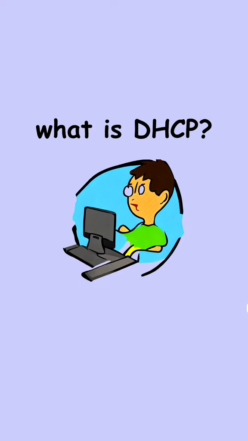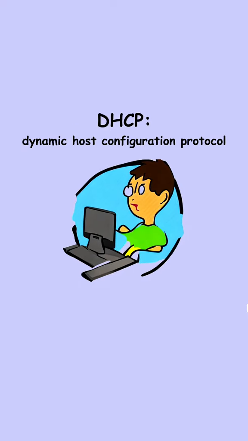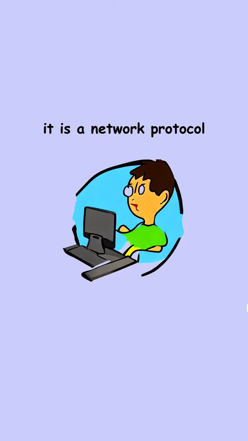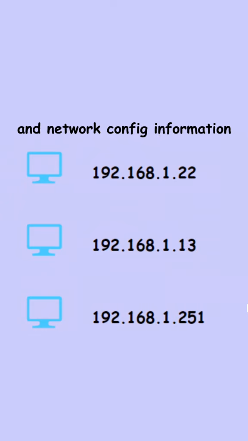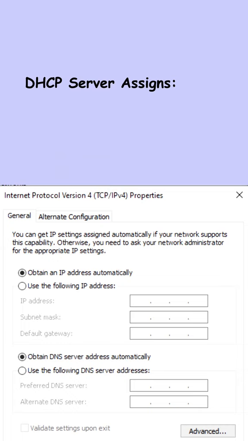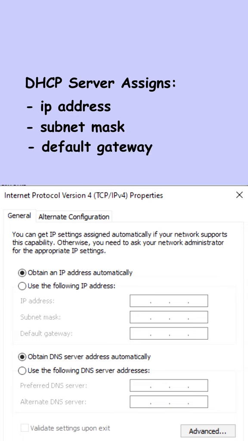What is DHCP? Well, DHCP stands for Dynamic Host Configuration Protocol. It is a network protocol that is used to automatically assign IP addresses and network configuration information to devices on the network. The DHCP server assigns the IP address, subnet mask, default gateway, and the DNS server.